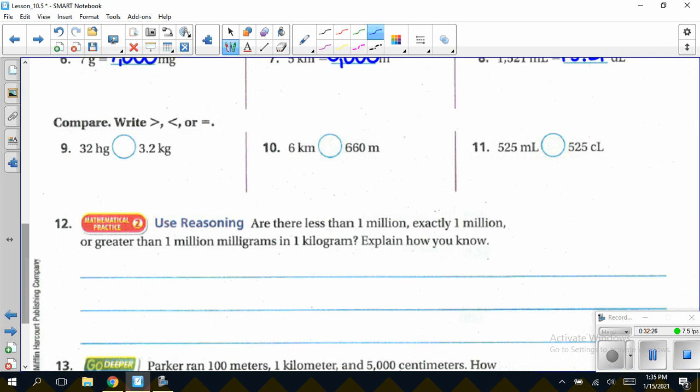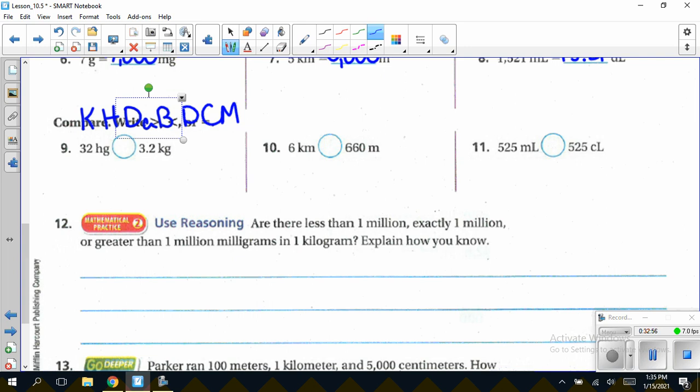So for number 9, I have 32 hectograms, and I'm comparing it to 3 2/10 kilograms. So because the decimal is already in the kilograms, I'm just going to go ahead and use that one, and I want to convert that into hectograms. So if you recall, we have King Henry. I really don't need anything else after that because that's the 2 letters that I need to work with. But if I wanted to continue it on, I would put the rest of the letters for my saying.